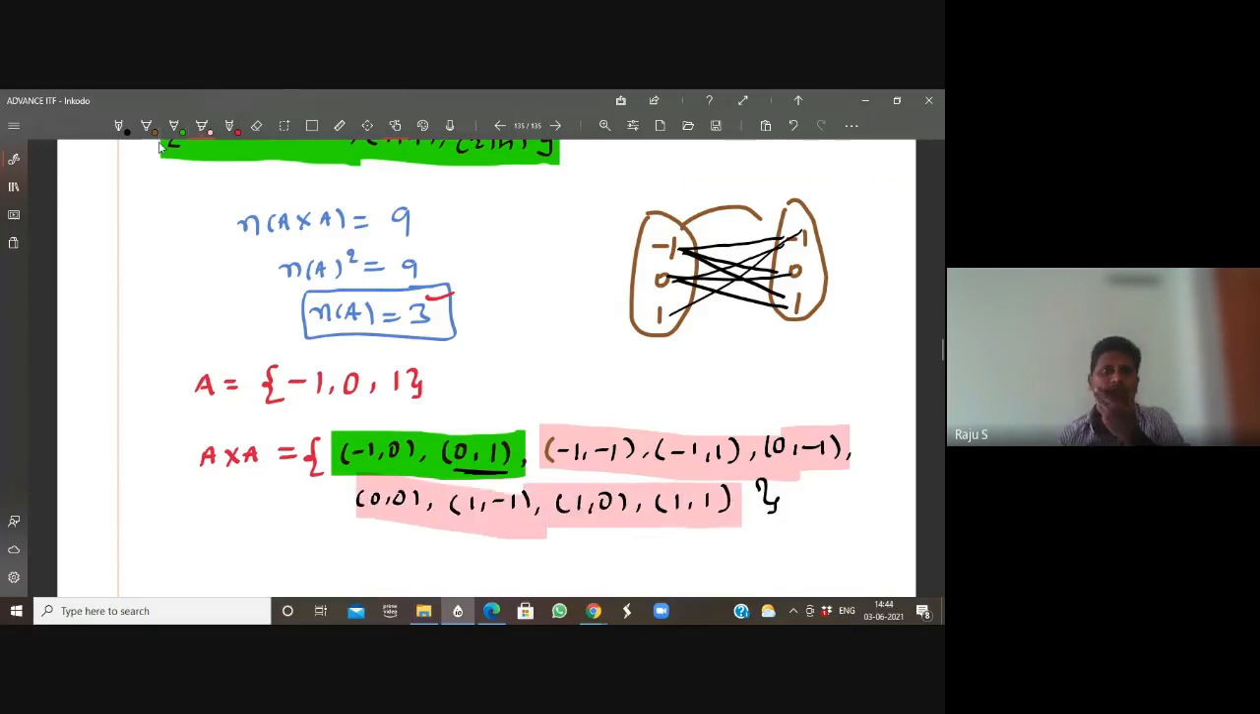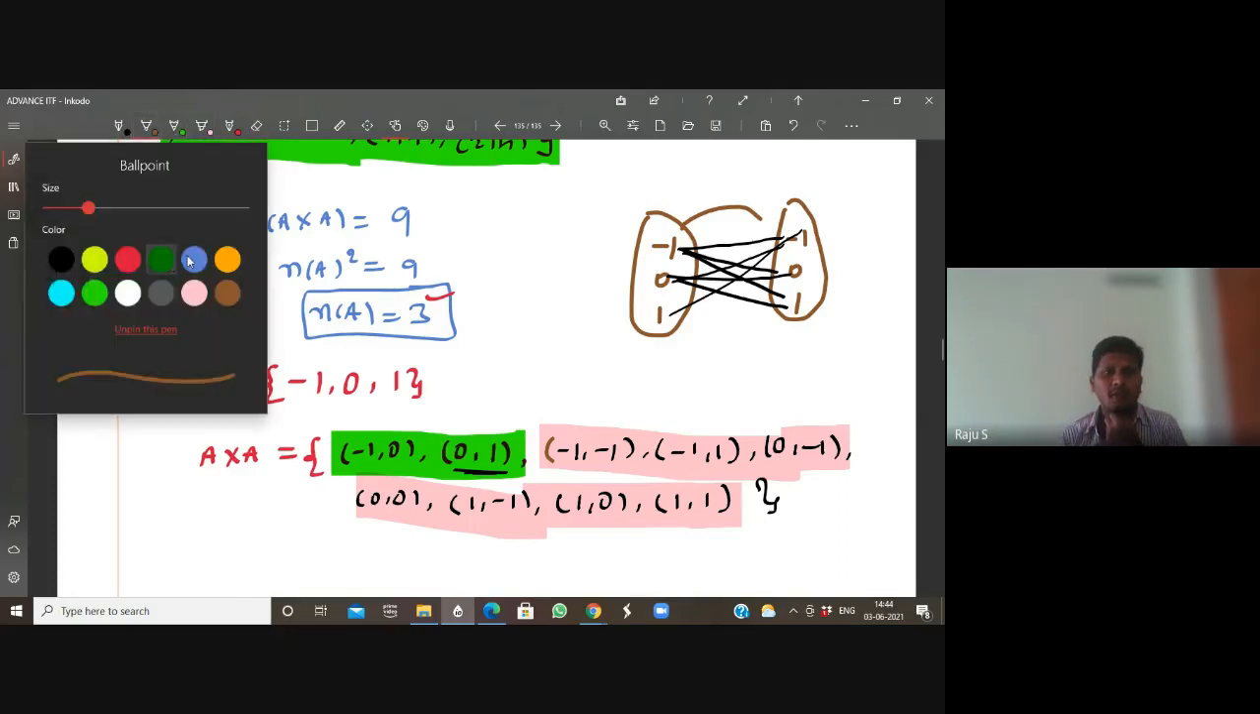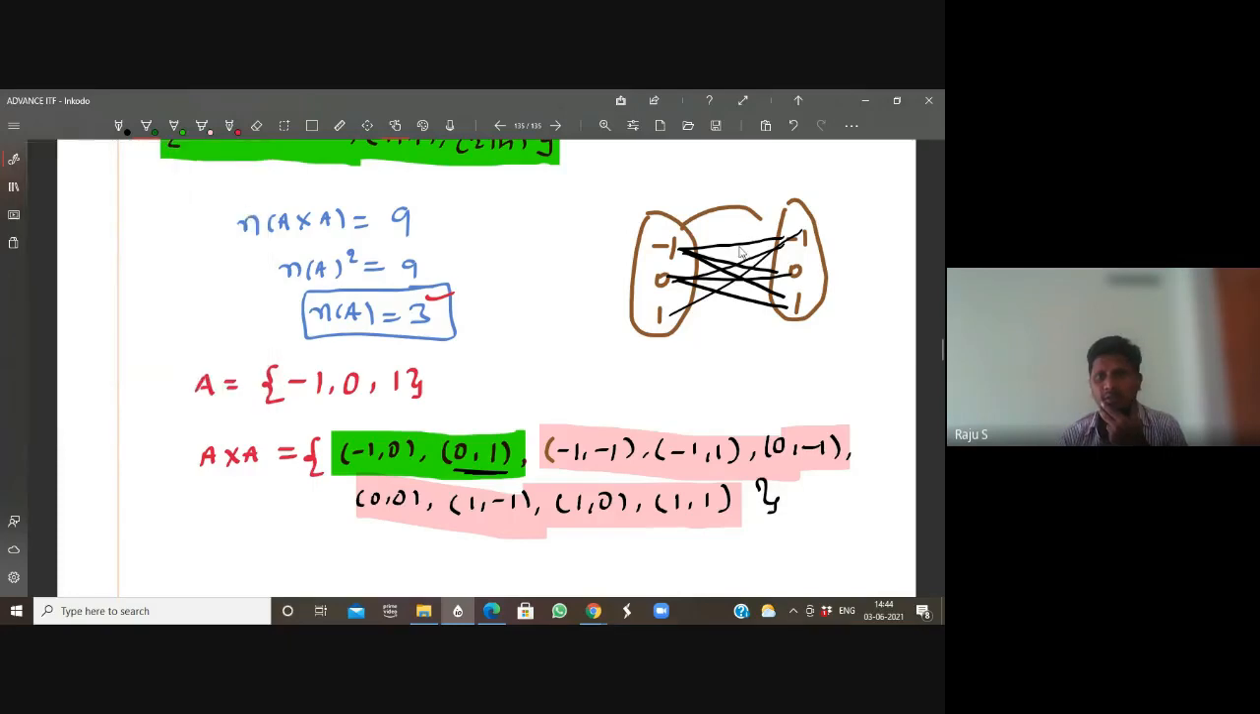So if you draw the arrow diagram, it becomes easy to write the remaining ones. You cannot get confused. Like 1, 2, 3, 4, 5, 6, 7, 8, 9.